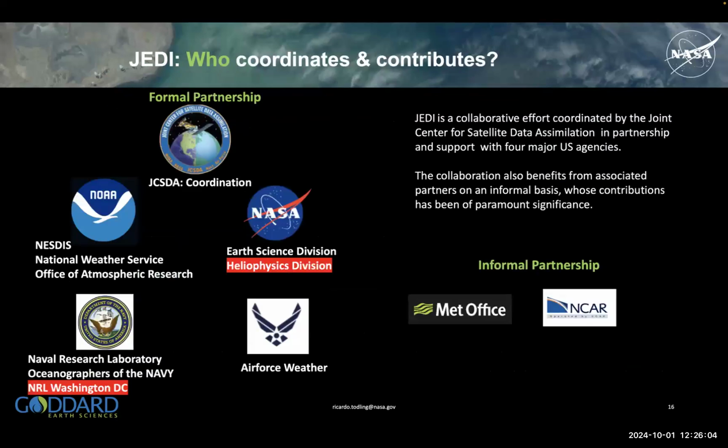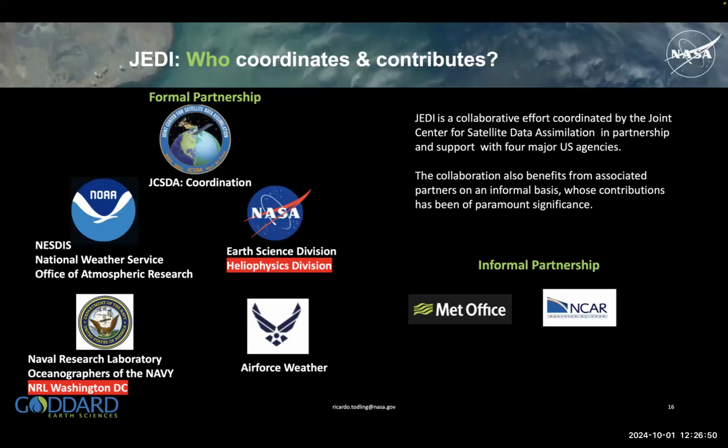So who does this? Who's coordinating this? The official coordinator of JEDI, of this effort for data assimilation, is the Joint Center for Satellite Data Assimilation, which is largely housed here in Boulder. But it has its footing in all these other institutions that are the funding partners: NOAA, NASA, NRL, and the Air Force. They also have informal partners like the Met Office and NCAR, which contribute no less than the official partners, the ones financially supporting this.